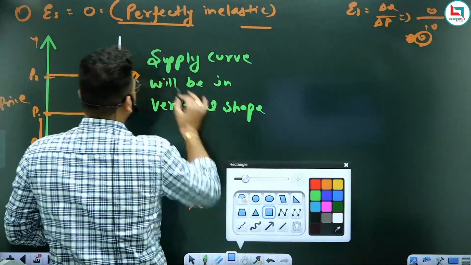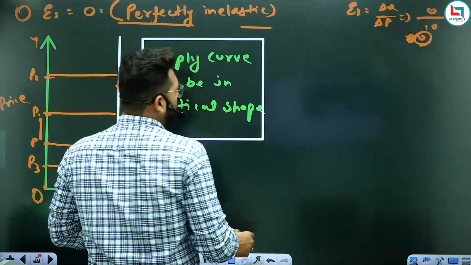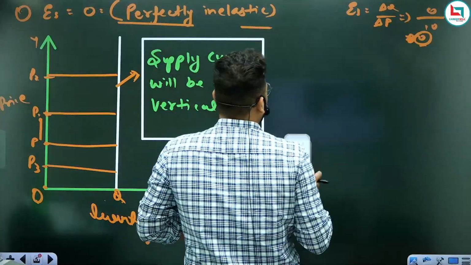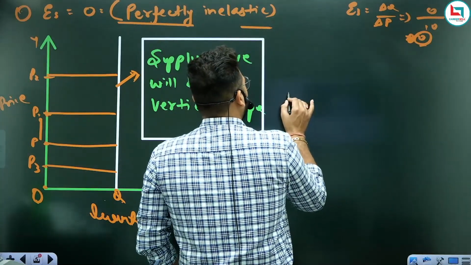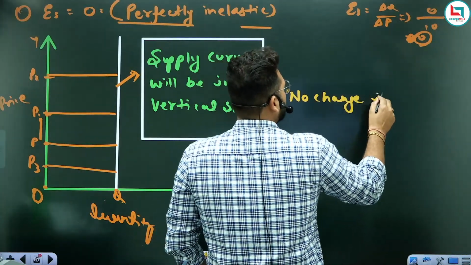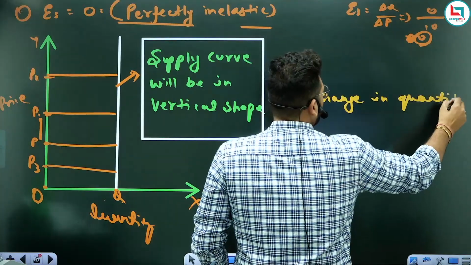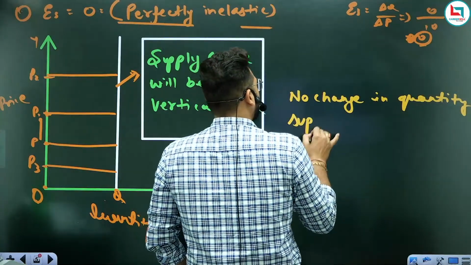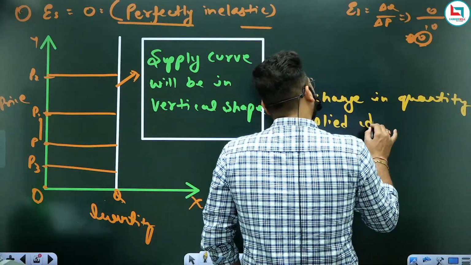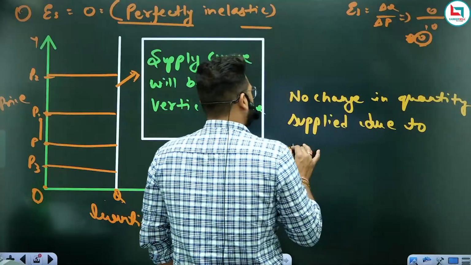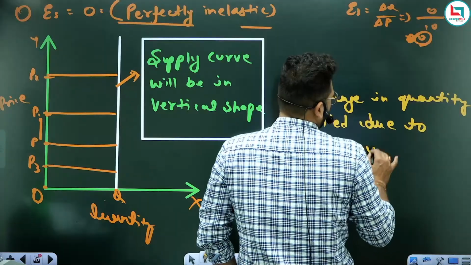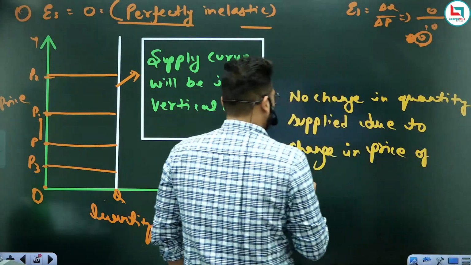So that you need to mark. So you can write here: no change in quantity supplied due to change in price of the commodity.